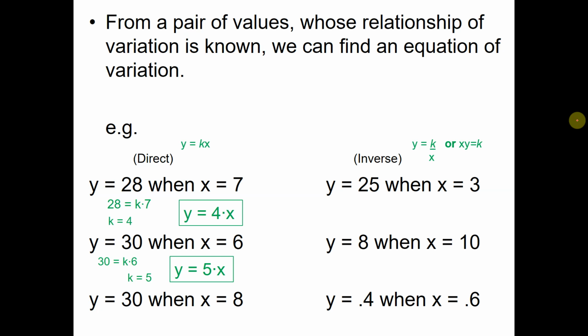So then the next one. Y is 30 when x is 8. That means 30 equals k times 8. This one's not as pretty. You get a fraction, right? 30 over 8 is 15 over 4, or 3.75 if you wish. So then what's the equation of variation? Y equals, pick which one you want, times x.